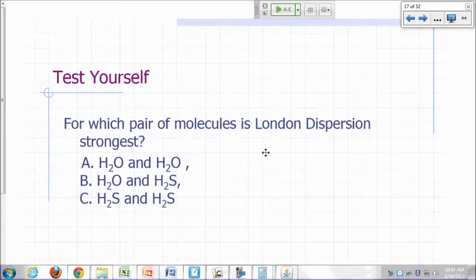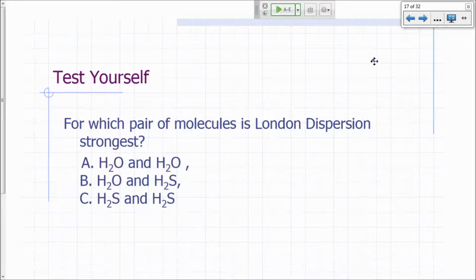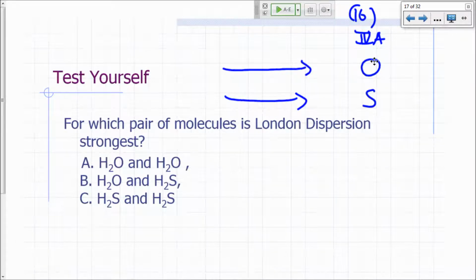Okay. So for which pair of molecules is London dispersion strongest? Between a pair of water molecules, between a water molecule and an H2S molecule, or between two H2S molecules? So you have to go by size, right? So where are oxygen and sulfur in your periodic table? Group 6A, column 16. You have oxygen in period 2, sulfur in period 3. What's the trend in size going down a column? Atomic size increases. So which one would be bigger, H2O or H2S?